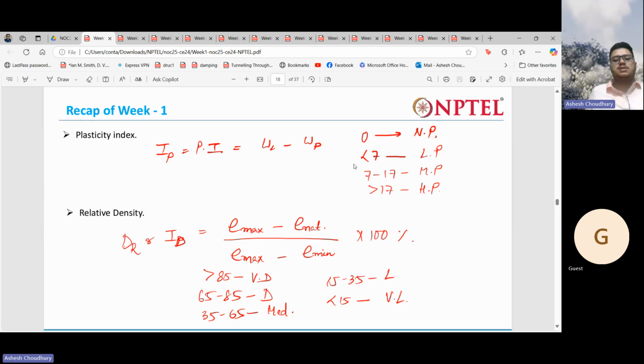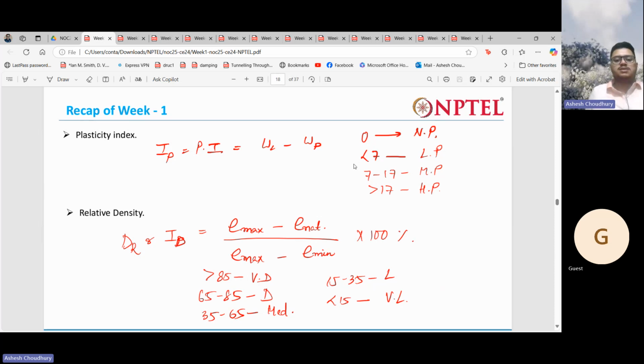Then what is the plasticity index? Plasticity index is nothing but the difference between the liquid limit and the plastic limit of a soil. A plasticity index of zero means the soil is non-plastic, less than 7 means low plastic, 7 to 17 is medium plastic, and greater than 17 means highly plastic.